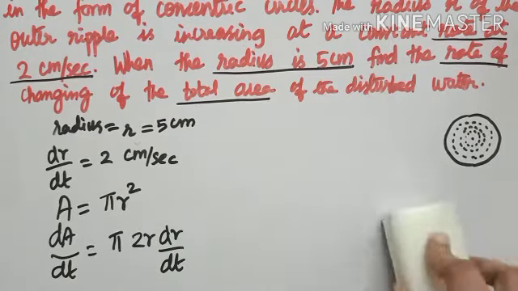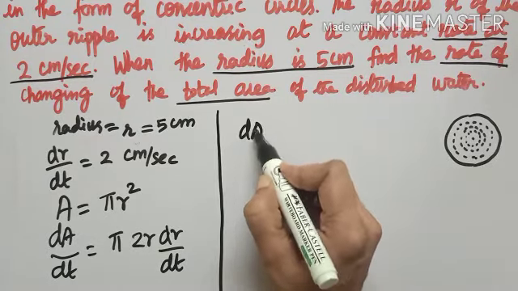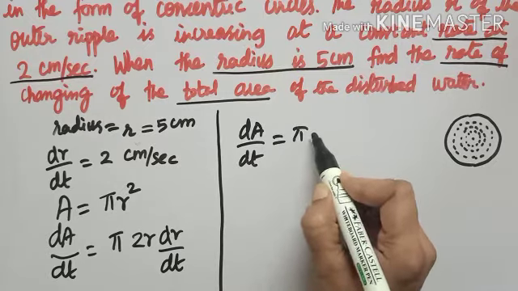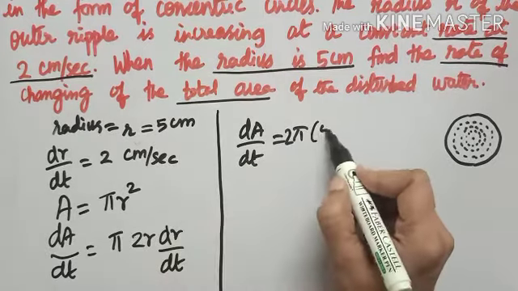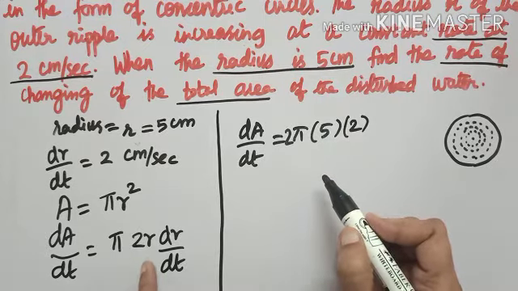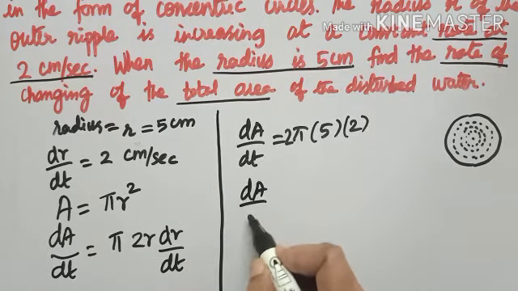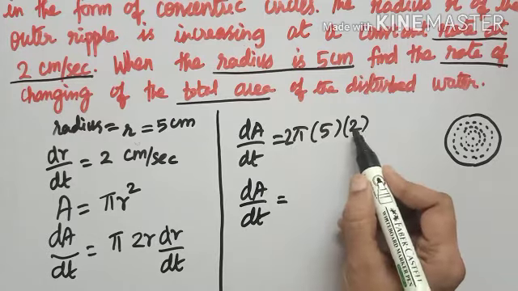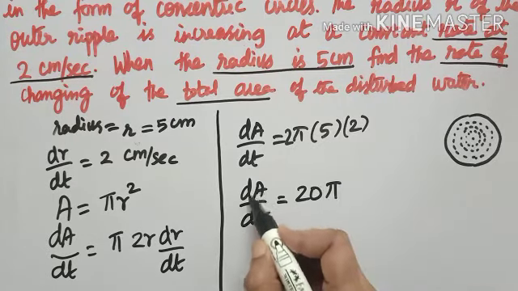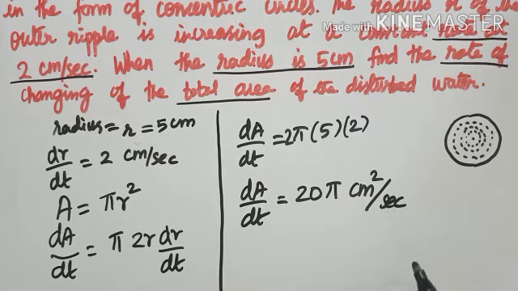Just substitute all that is given in the problem. dA by dt equals pi as it is, 2 as it is. What is the r value? 5. dr by dt is 2. Just multiply and write the answer. 2 into 2, 4 into 5, 20 pi. Area is centimeter square per time in seconds. So my answer is 20 pi centimeter square per second.